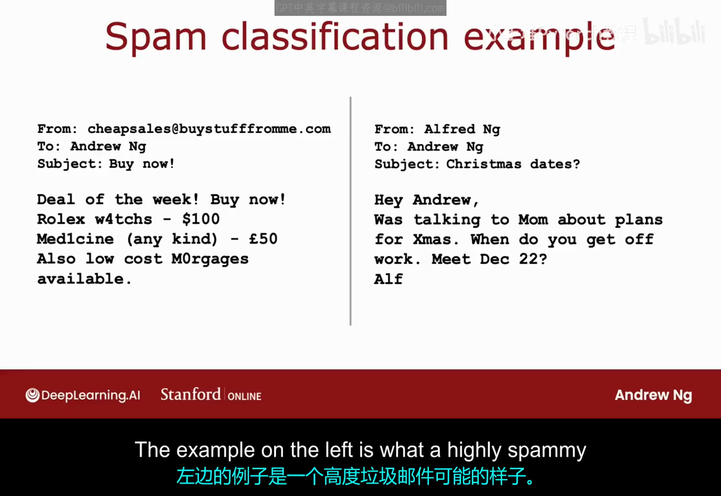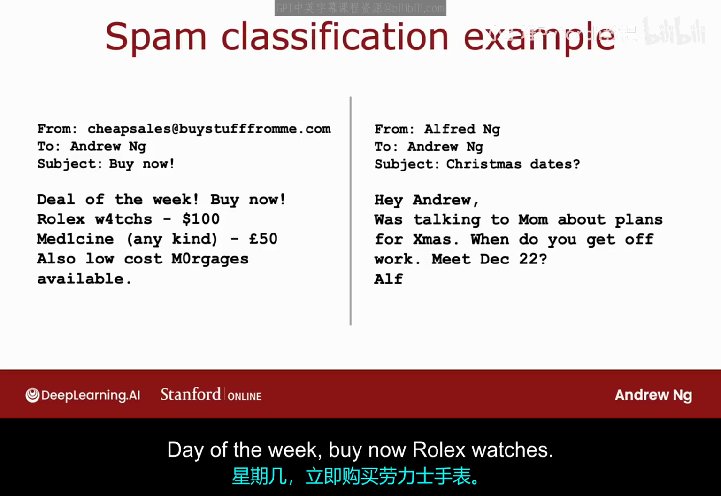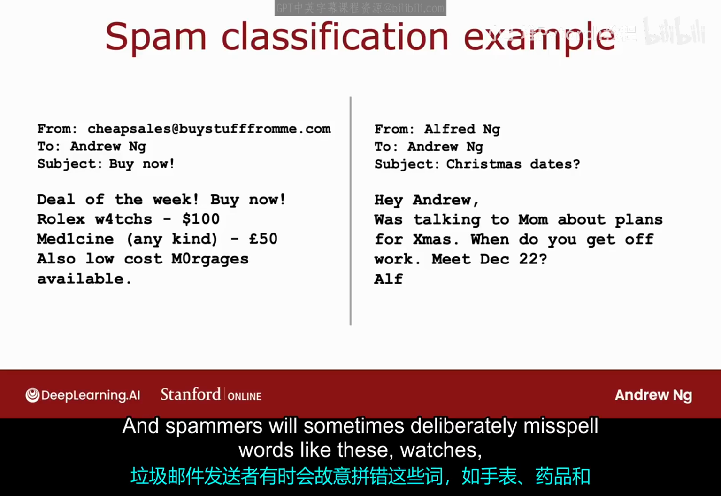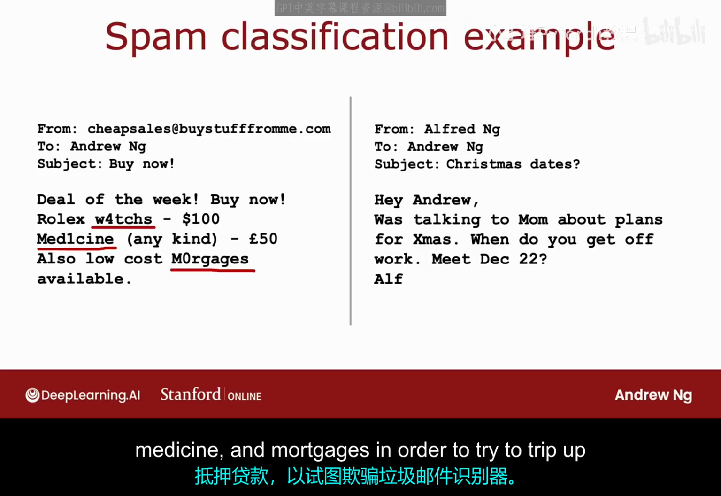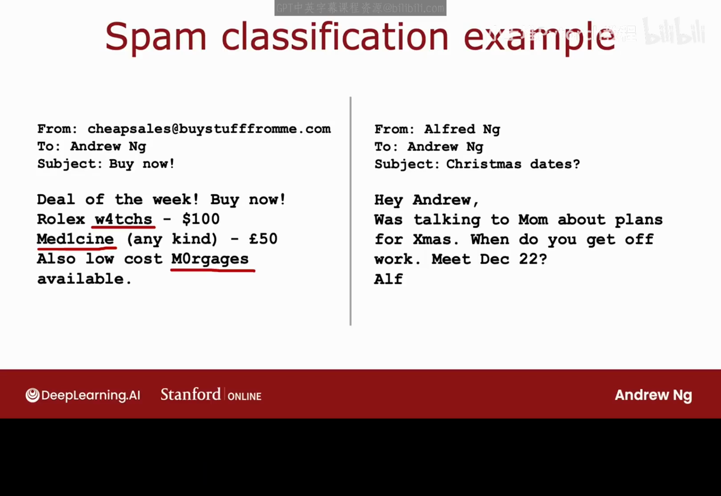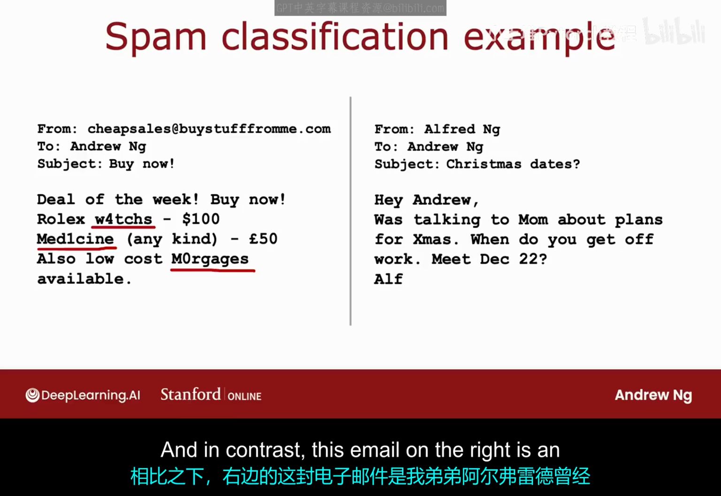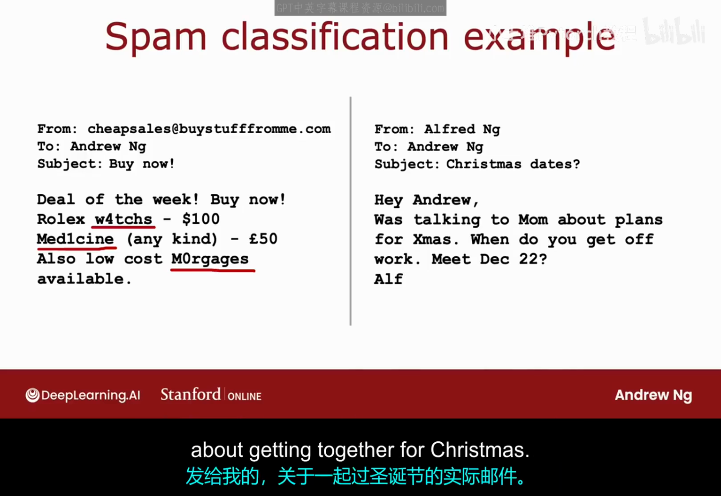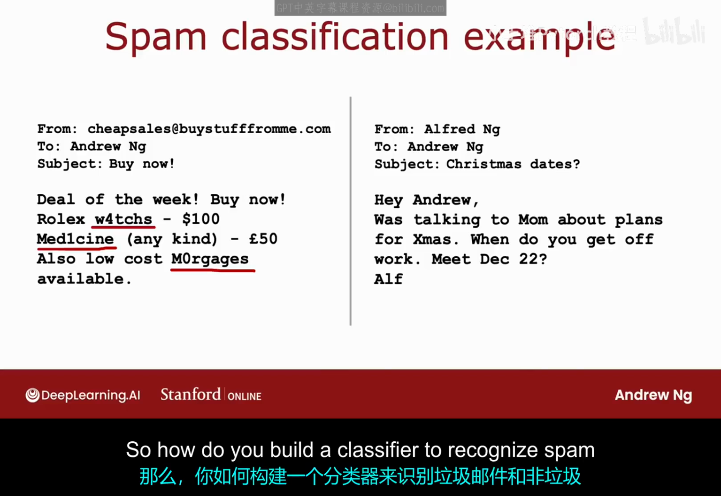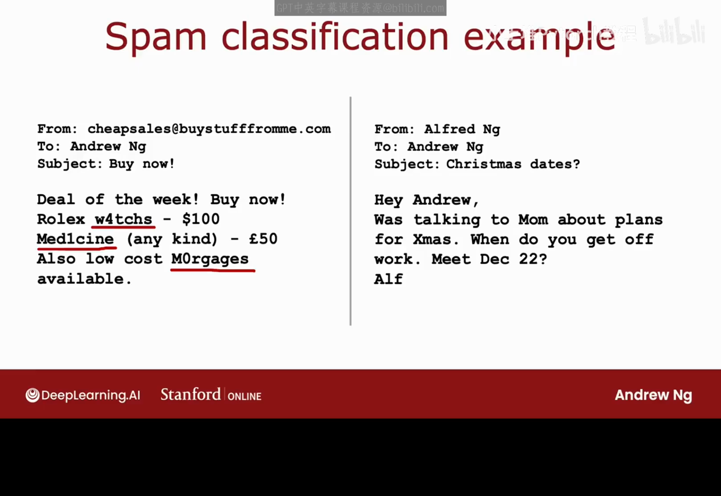The example on the left is what a highly spammy email might look like. Deal of the week, buy now, Rolex watches. And spammers will sometimes deliberately misspell words like these, watches, medicine, and mortgages, in order to try to trip up a spam recognizer. And in contrast, this email on the right is an actual email I once got from my younger brother Alfred about getting together for Christmas. So how do you build a classifier to recognize spam versus non-spam emails?